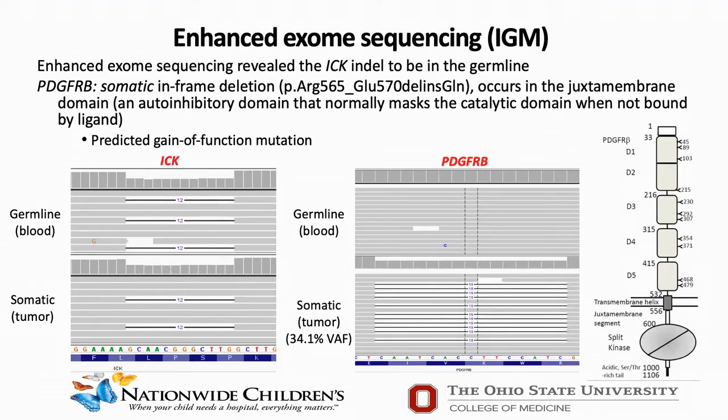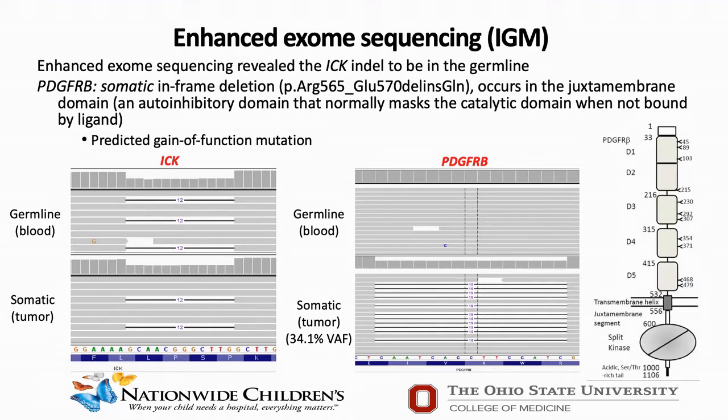But we didn't have the father's sample to test, unfortunately, because of his untimely death. Importantly, the previously described VUS in platelet-derived growth factor beta, shown on the right-hand IGV plot, is in fact a 15 base pair deletion, and interestingly occurs in this juxtamembrane segment of the protein structure, which is shown on the far right. This is a well-known deletion that essentially turns off the autoinhibitory domain.